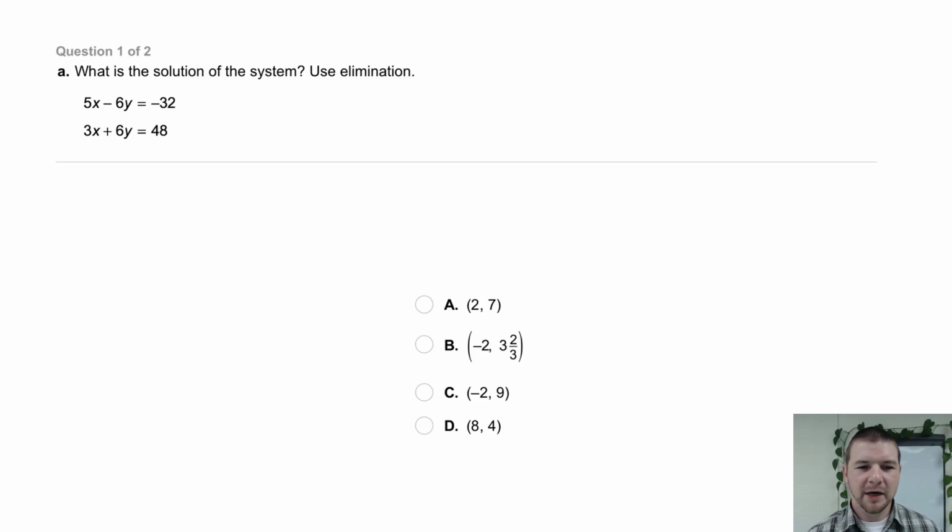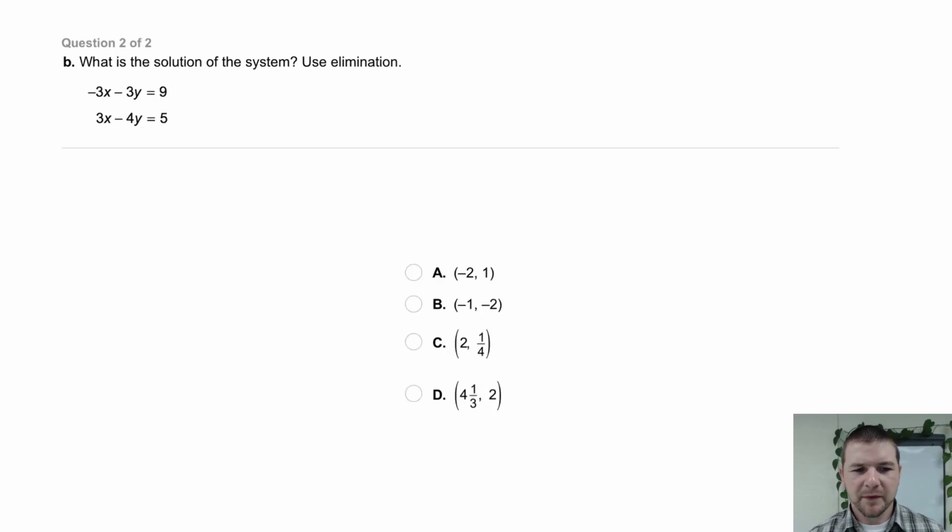Your turn. Part A. What is the solution of the system? Use elimination. Part B. What is the solution of this system? Use elimination.